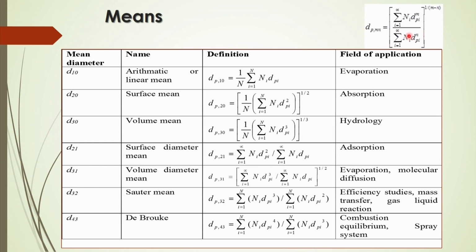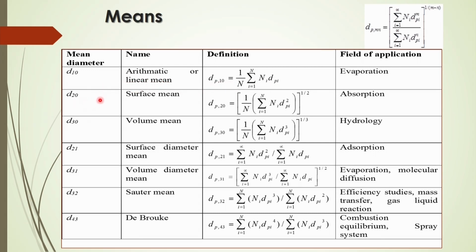In that case, if you are defining this dp mean, if you are considering the mean diameter, what will be the mean? Arithmetic linear mean is defined by m equal to 1 and n equal to 0. So, dp10, as per this general definition, will be 1 by n, summation of i equal to 1 to n of ni dpi. Here this is called arithmetic mean.